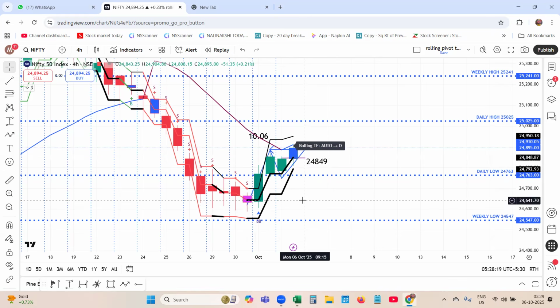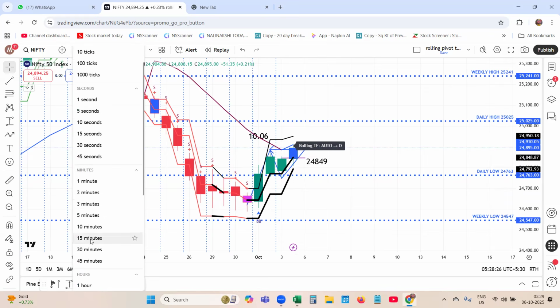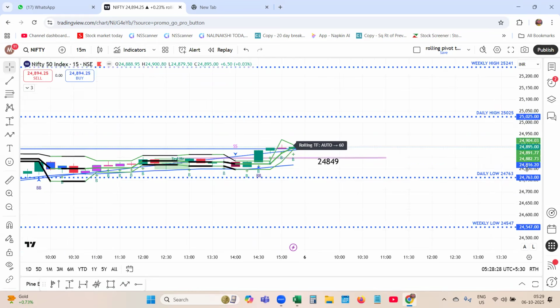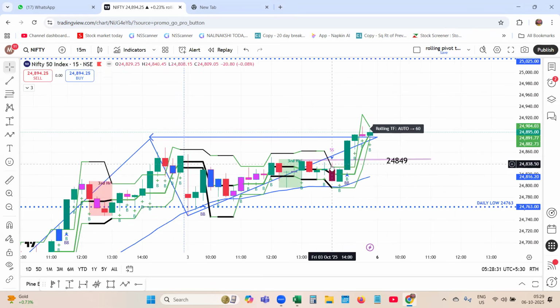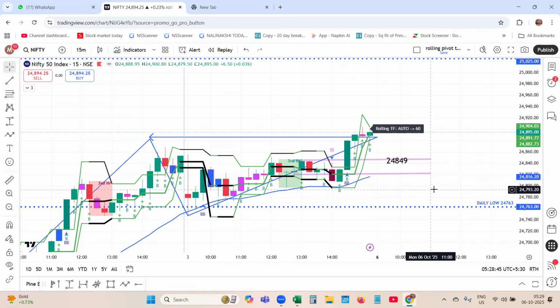So watch out for the price action. Watch out for the intraday levels I mentioned. Let me go to the 15 minutes again. Any dip you can anticipate around this area, 24,849 to 24,833. Then that is the level to watch out, and you can anticipate reversal in the market.